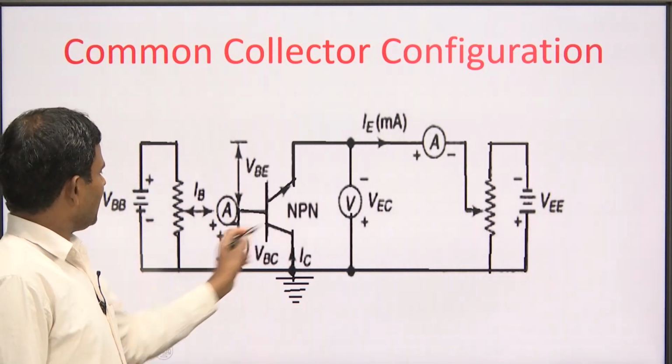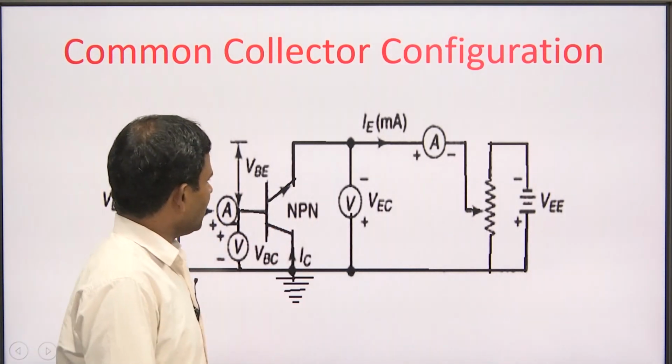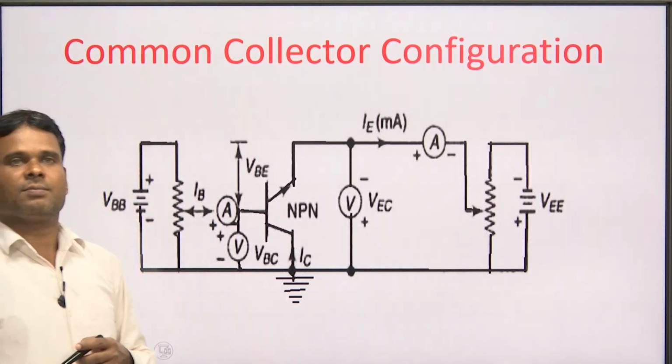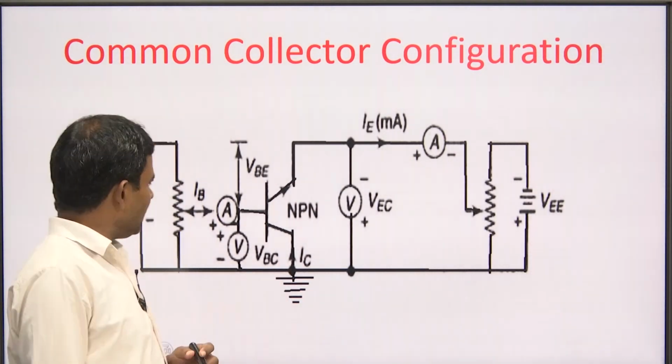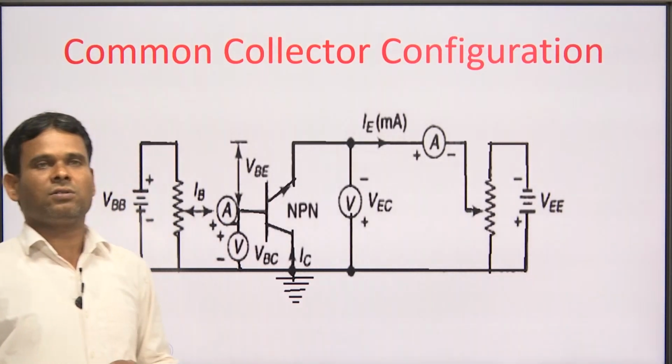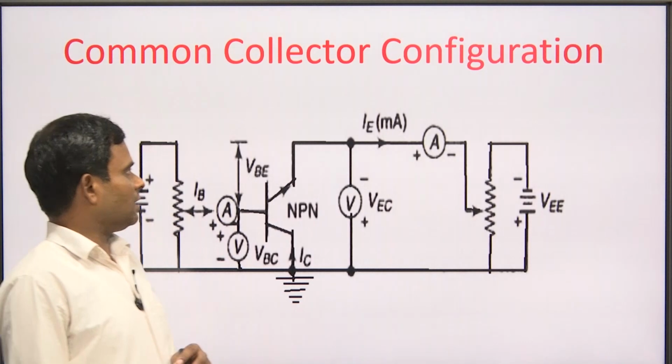Now, there are 2 voltmeters. One voltmeter will measure the output voltage, that is the emitter voltage with respect to ground. This means it will measure the VEC. On the other hand, this voltmeter will measure the input voltage with respect to ground. This means it will measure the VBC here.